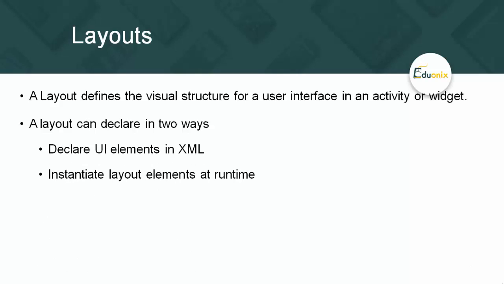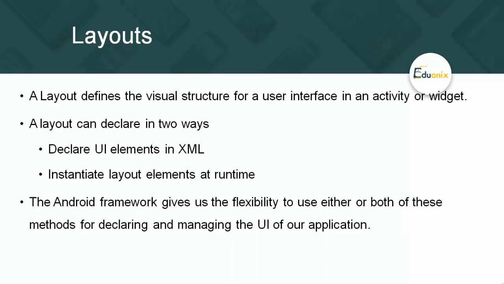In the first method, we declare the UI elements in an XML file, which is located in the res/layout/ directory. In this XML file, we define the components such as edit text, button, and list view. After we define the components, we need to load the XML file using the activity class. Using the second method, we can instantiate layout elements at runtime and load them in our application.